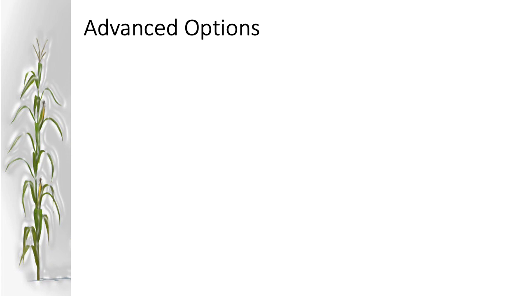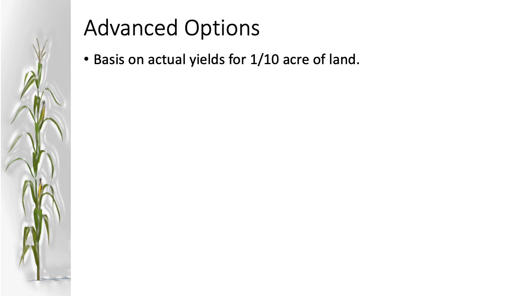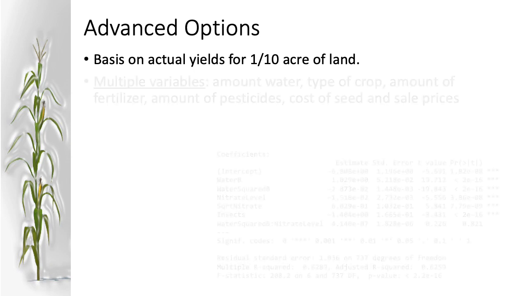We also just wanted to touch on some of the more advanced options for our game. For this game, we researched real yield data from farms across the United States, and each plot in our game is based on actual yields for 1/10 of an acre of land in the real world. This makes sure that the data in our game is similar to real world data.